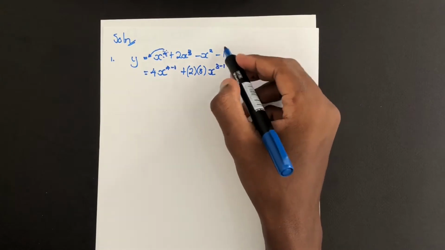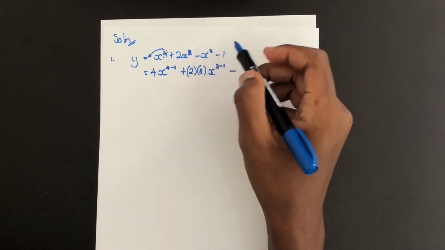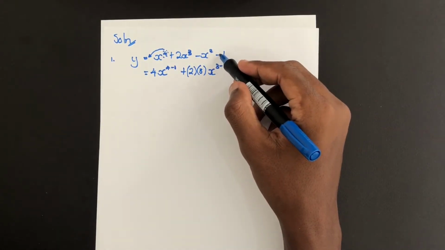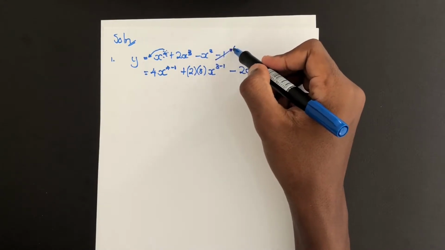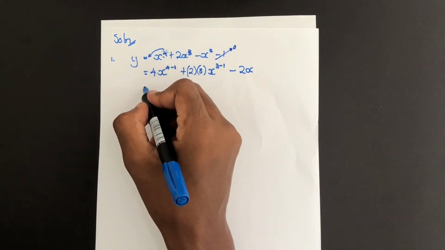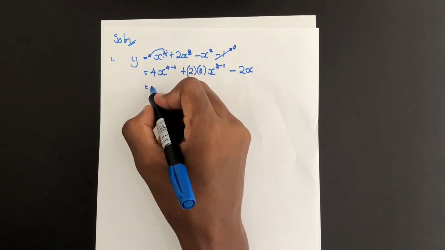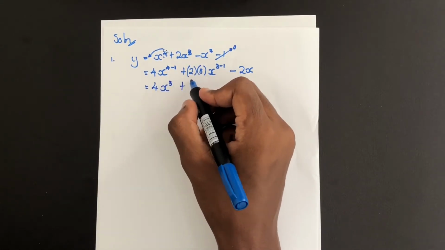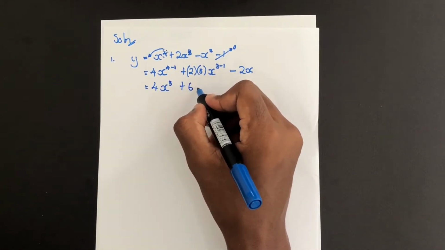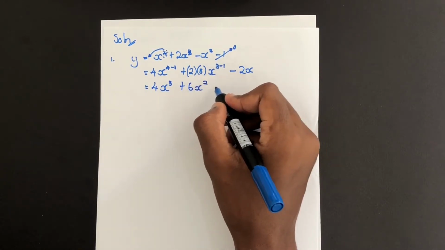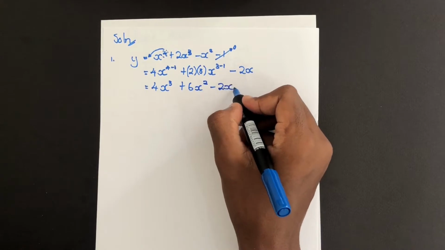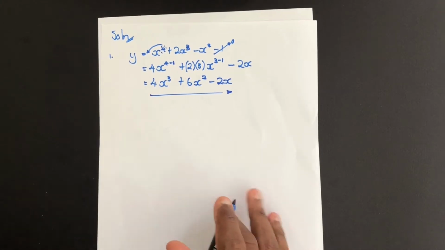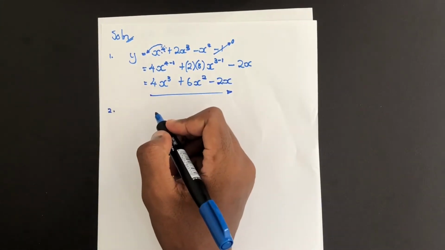Then we go on to x squared. It's 2 up front, then multiplied by x to the power 2 minus 1, which is 1, so we can just leave it like that. 1 is a constant, so it's 0. Every derivative of a constant is 0. So here we start to simplify. It's 4x cubed plus 6x squared minus 2x. That's our final value. So as you can see, guys, it was easy. That was the first question. Let's go to the second question.